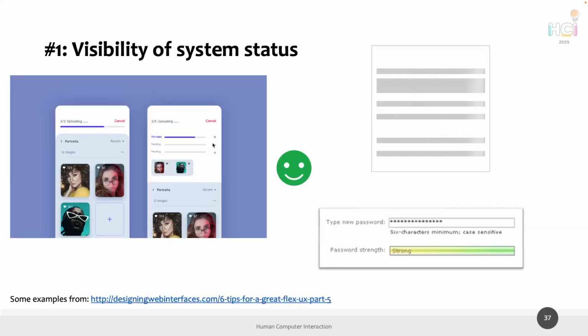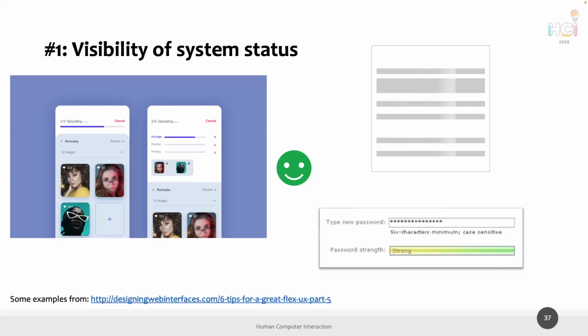Some examples, some good examples in this case. So no violations in this case. There is this progress bar on the top indicating that 3 out of 5 images are uploaded. So here the user is aware of the progress and can wait without any hesitation until the process has completed.